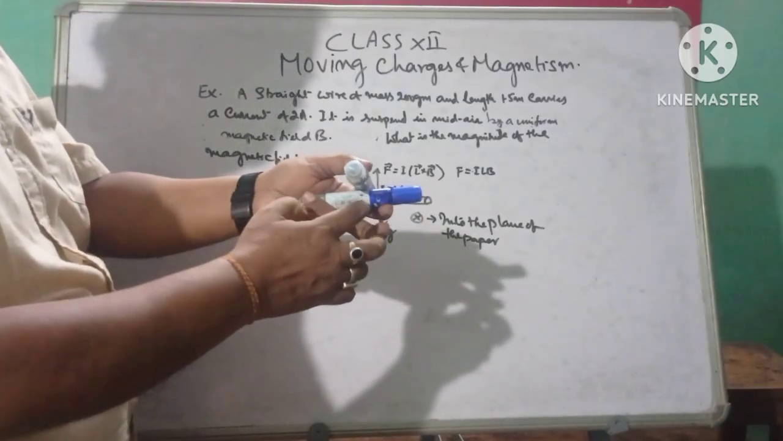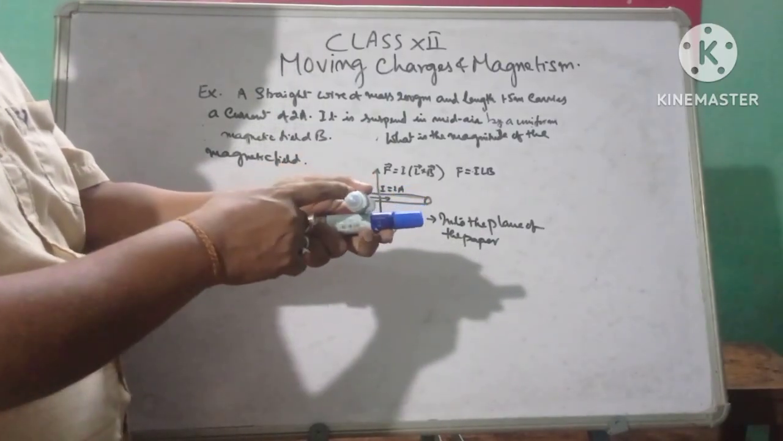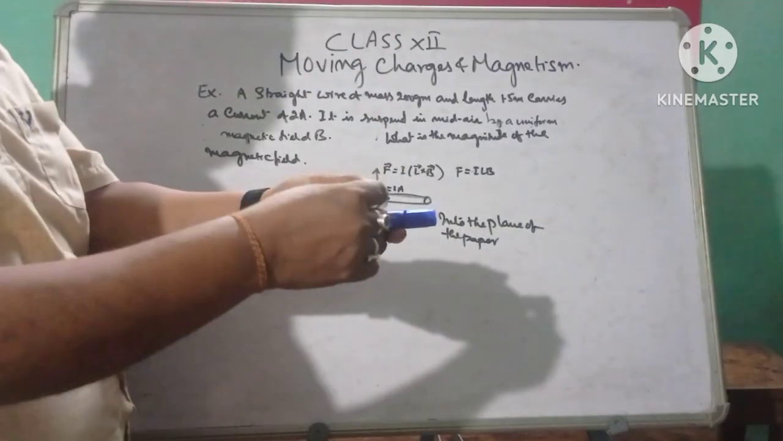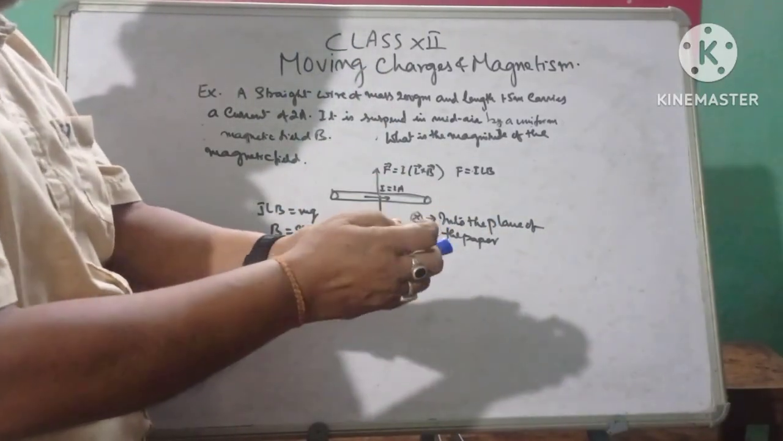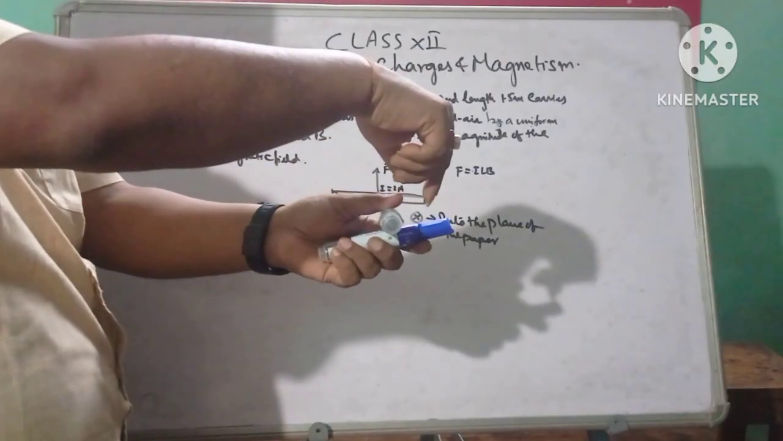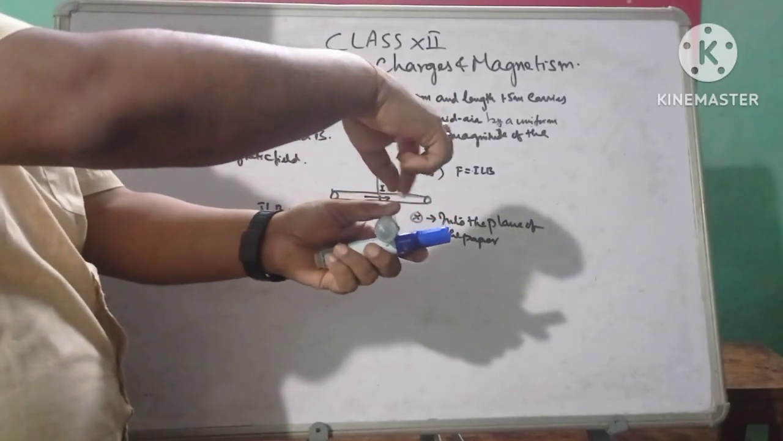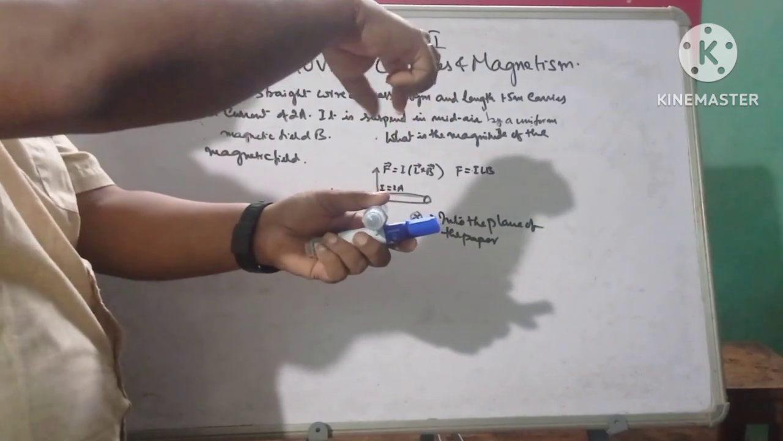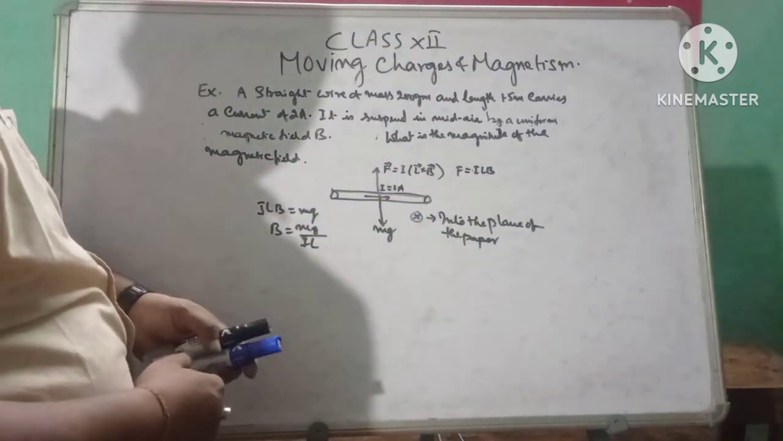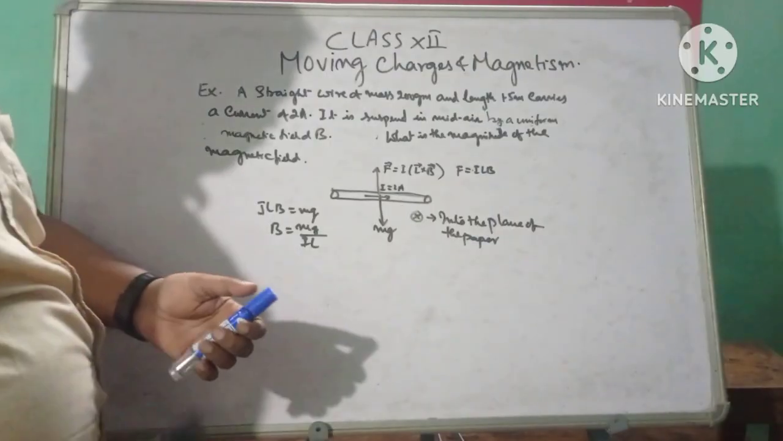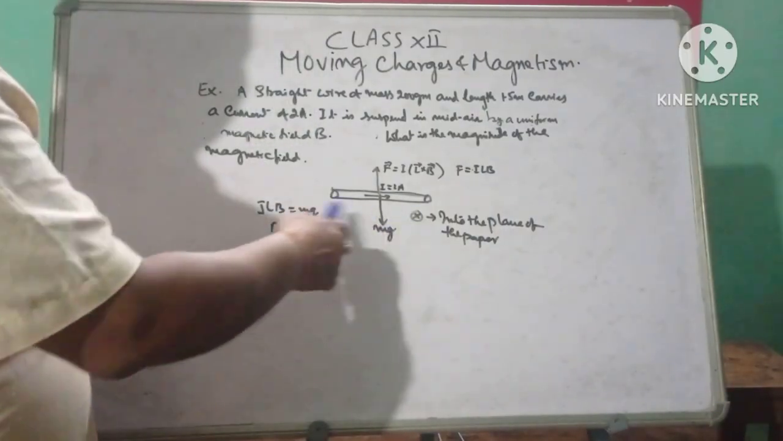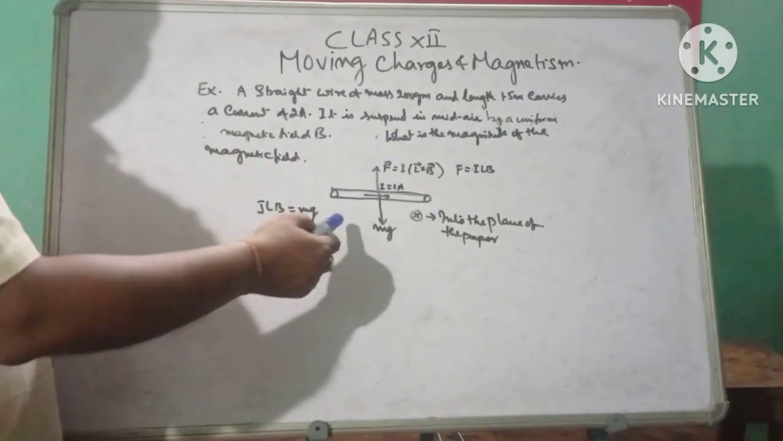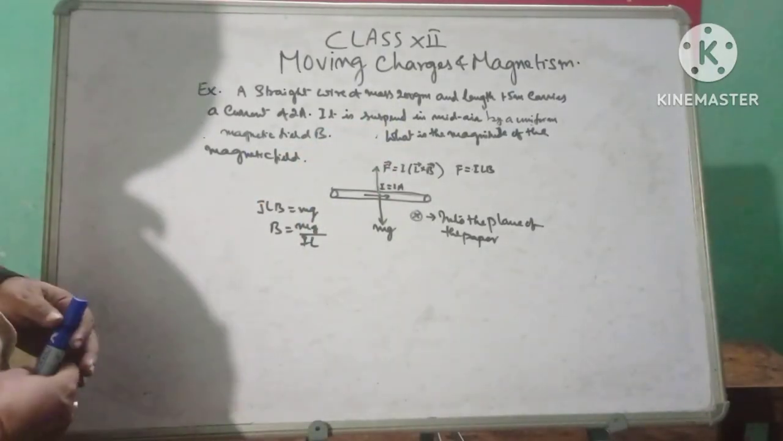To balance this weight, the force exerted by the magnetic field on this conductor must be upward. So the direction of the magnetic field must be into the plane of the paper. Then only this is L cross B. You are opening the screw, that means the force will be in the upward direction. If you give all these directions, then the calculation is easy. All data are given here, you just place the data and you will get the answer.